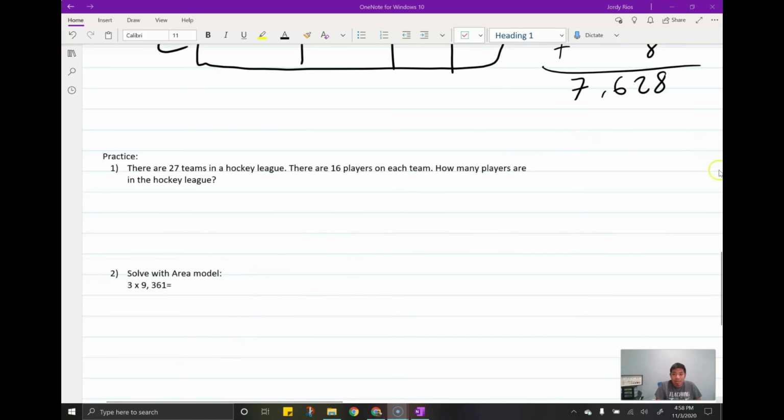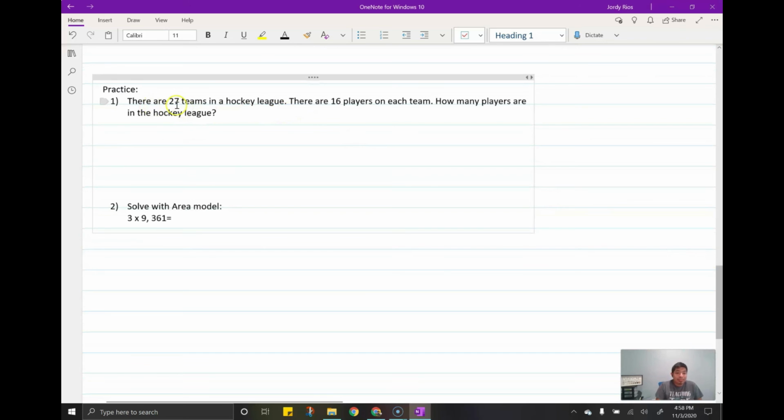Here is your practice problem, okay? So, there are 27 teams in a hockey league. There are 16 players on each team. How many players are in the hockey league, okay? So, do the problem solving board and it'll help you on what to do with this one, okay? Number 2, solve with area model. 3 times 9,361, okay?